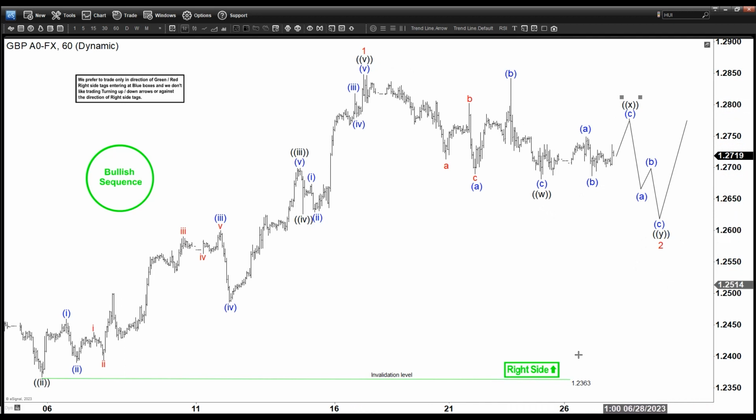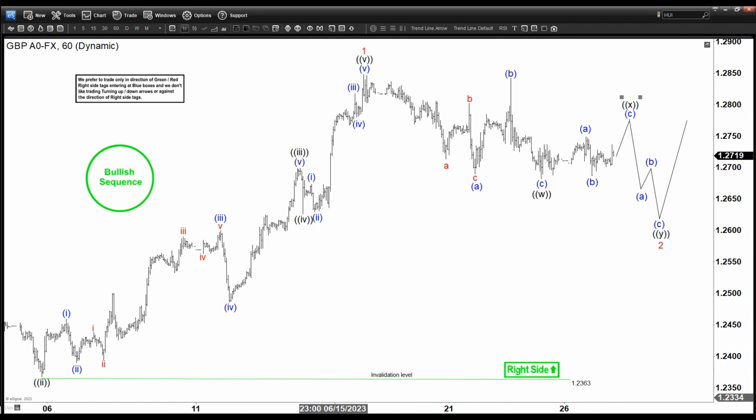So once this is complete, as far as we stay above 123.60, we should be looking for more upside. So we have a bullish sequence, meaning we favor the upside, right? So we only like the long side in this case when we have a bullish sequence, and also right side up here in green. Now if we zoom out, we can see where the bullish sequence comes from.